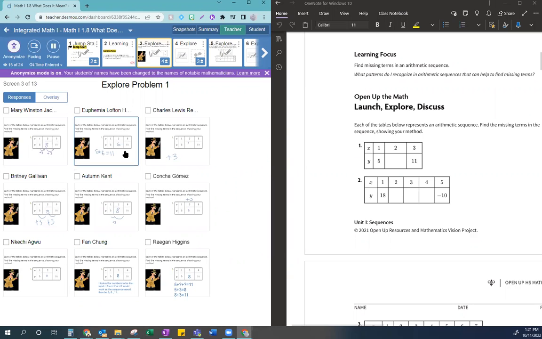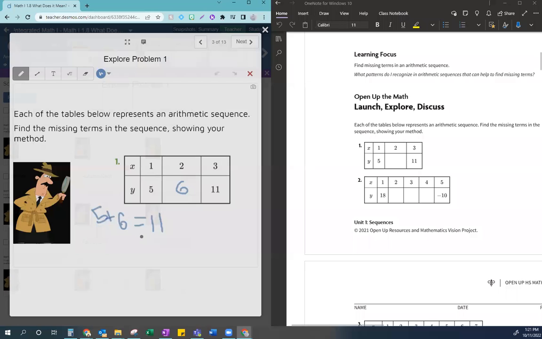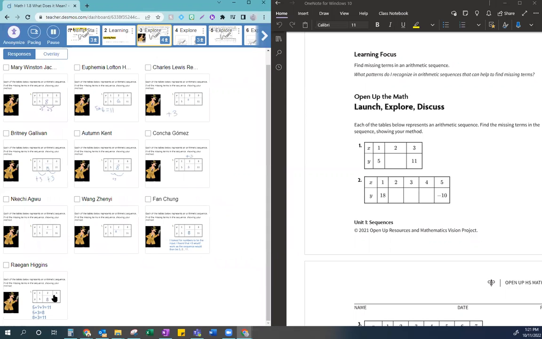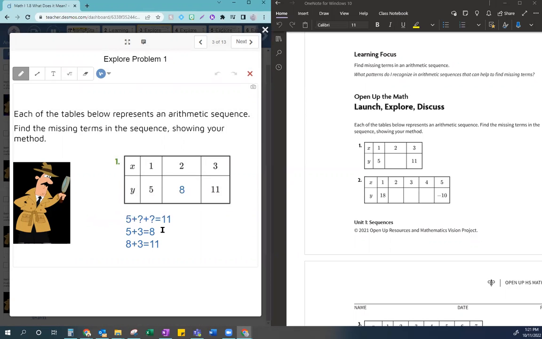Okay, so this person, oh, I get what this person did. Does everybody see what this person did? They did 5 plus 6 is equal to 11. But what you would add here and what you would add here aren't the same. So this one doesn't work for me at all. I really like how this person explained it right here. This person said plus 3 plus 3. I really like this kind of thought.